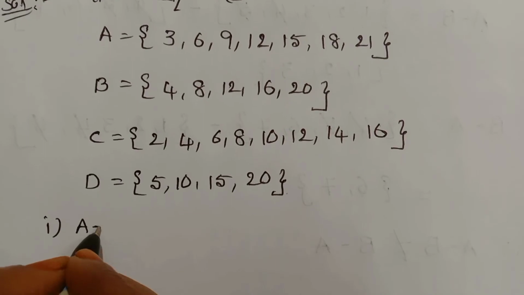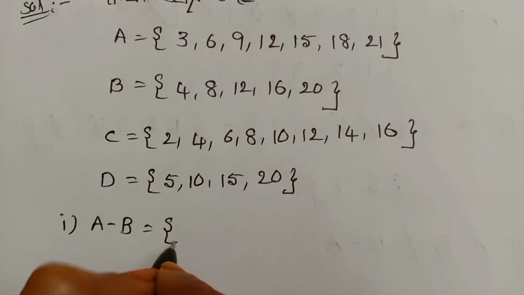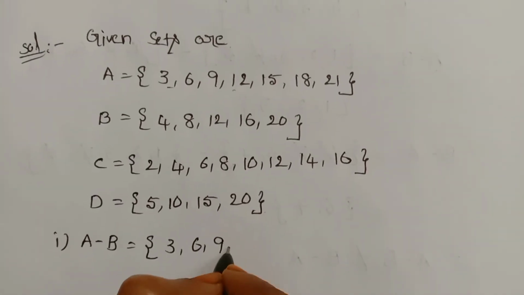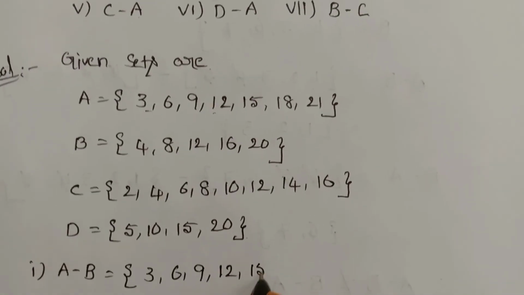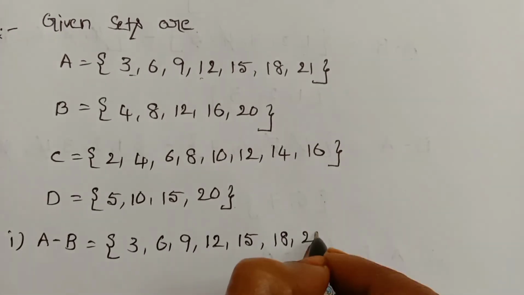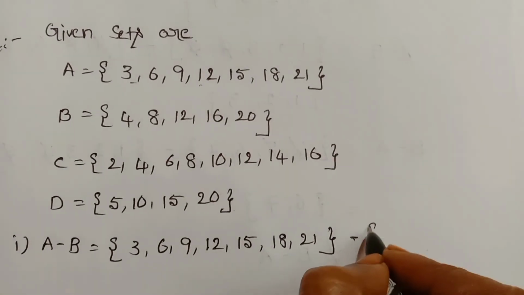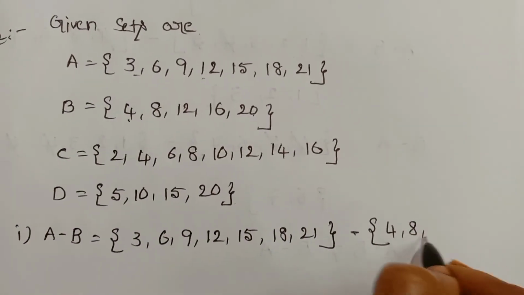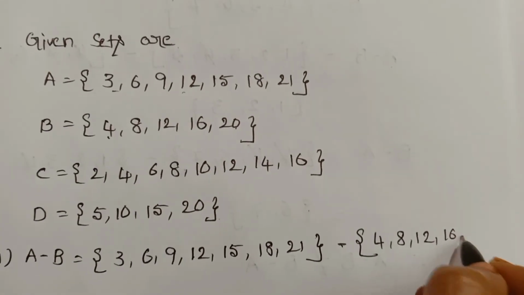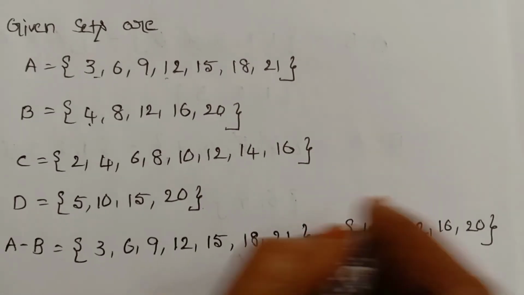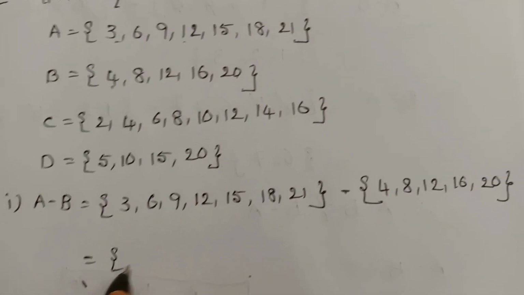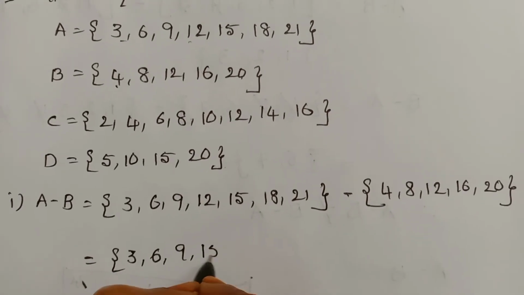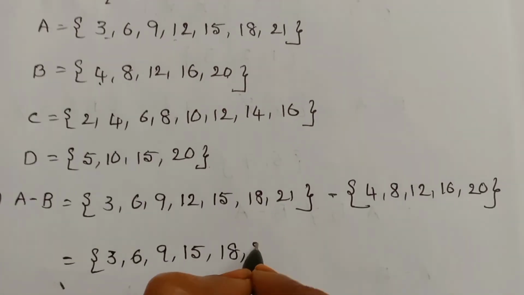First one, A minus B. A set is 3, 6, 9, 12, 15, 18, 21. Minus B, 4, 8, 12, 16, 20. Remaining elements are 3, 6, 9, 15, 18, 21.